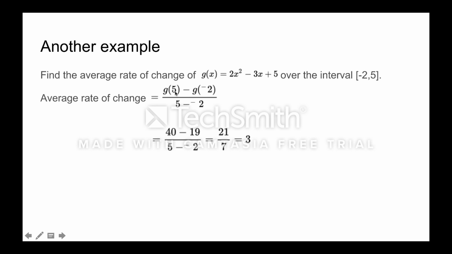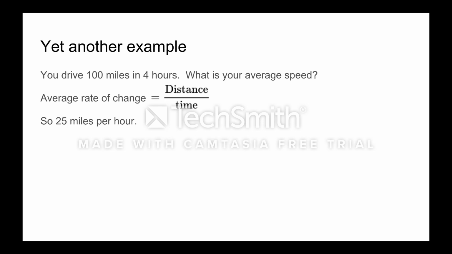If we plug in 5 into g, we get 40. You can check that on your own. Plug in negative 2 into g, you get 19. So on top, we get 40 minus 19, 21. On the bottom, 5 minus negative 2 is positive 7. 21 over 7 is 3. The average rate of change of this function over the interval from x equals negative 2 to x equals 5 is 3.